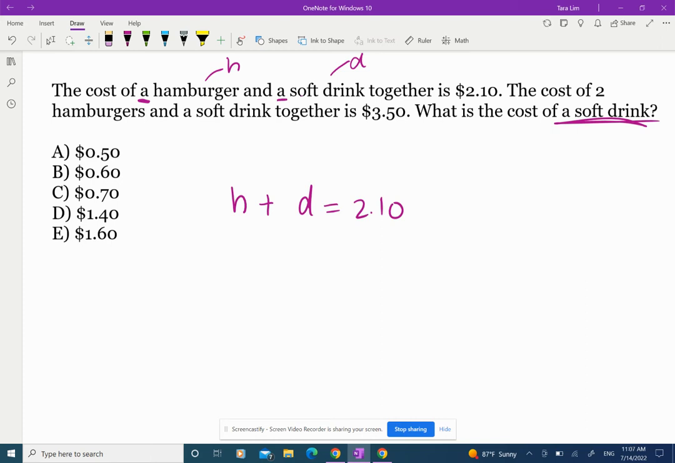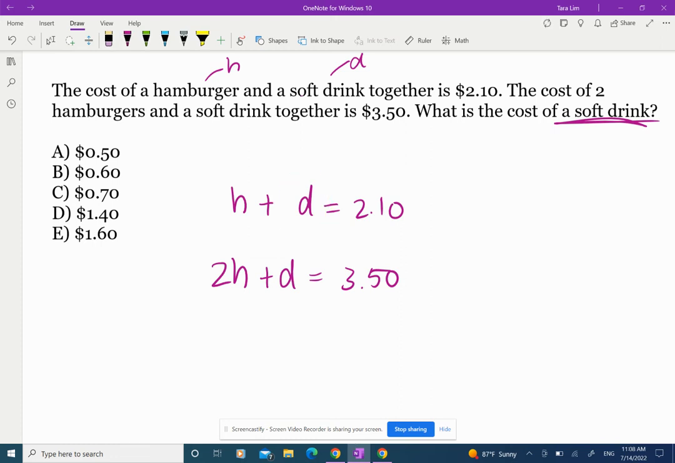Now, I have another equation. It says there are two hamburgers, see? Two hamburgers, so 2H, and a soft drink, again, a means one soft drink, so just D. Together is equal to 3.50. So, let me erase these first. So now I have two equations, and I want to find the cost of a soft drink.